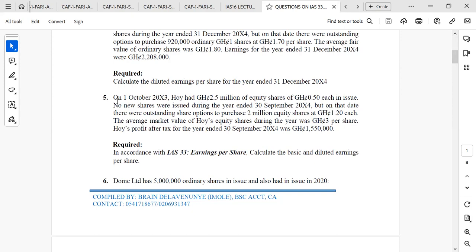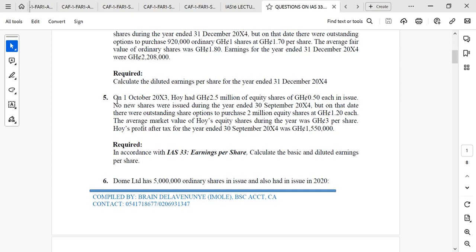On 1st October 2023, Hoi had 2.5 million of equity shares of 50 pesos each in issue. No new shares were issued during the year ended 30th September 2024. But on that date, there were outstanding share options to purchase 2 million equity shares at 1 cedi 20 pesos each. The average market value of Hoi's equity shares during the year was 3 cedis per share. Hoi's profits after tax for the year ended 30th September 2024 was 1,550,000. In accordance with IAS 33, earnings per share, calculate the basic and diluted earnings per share.